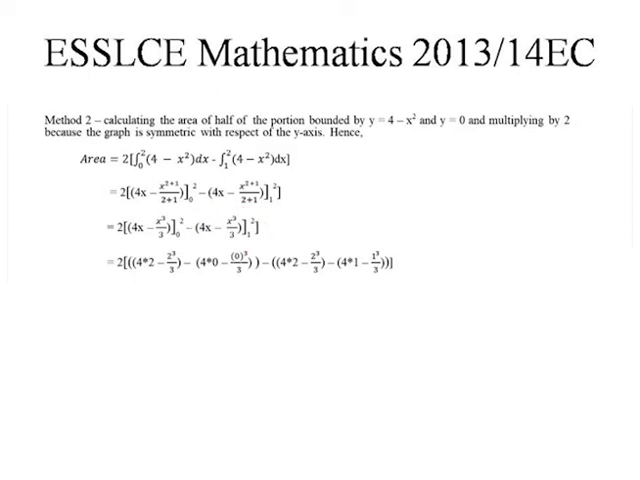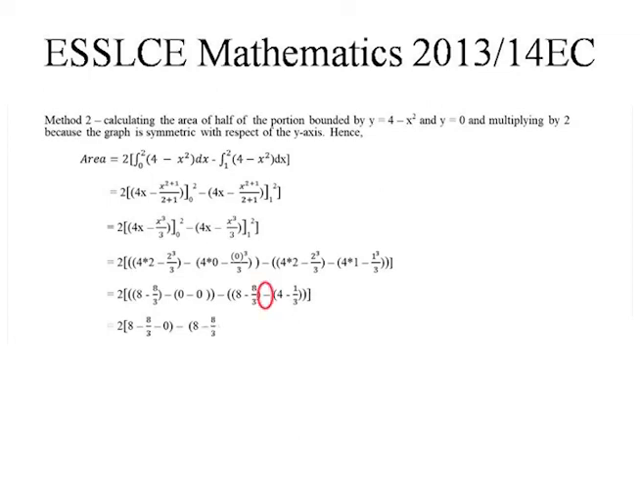over 3, which gives us 2 times 4 times 2 is 8 minus 2 cubed is 8 divided by 3 is 8 over 3, minus 4 times 0 is 0 minus 0 cubed is 0 divided by 3 is 0, minus the second expression, 4 times 2 is 8 minus 2 cubed is 8 divided by 3 is 8 over 3, minus 4 times 1 is 4 minus 1 cubed is 1 divided by 3 is 1 over 3, which is equal to 2 times 8 minus 8 over 3. 0 minus 0 is 0, so minus 0 minus 8 over 3.